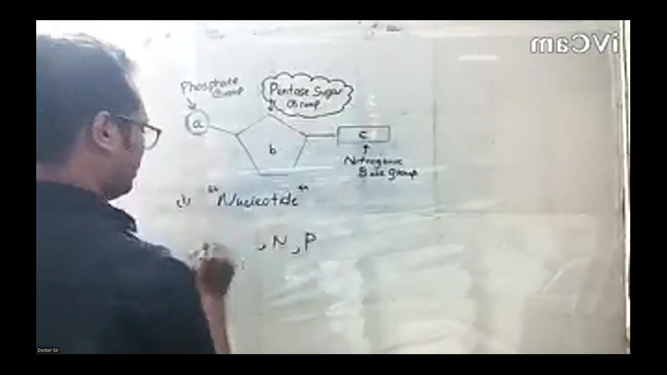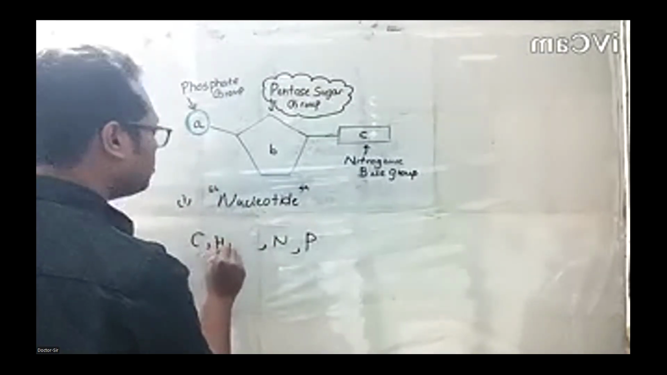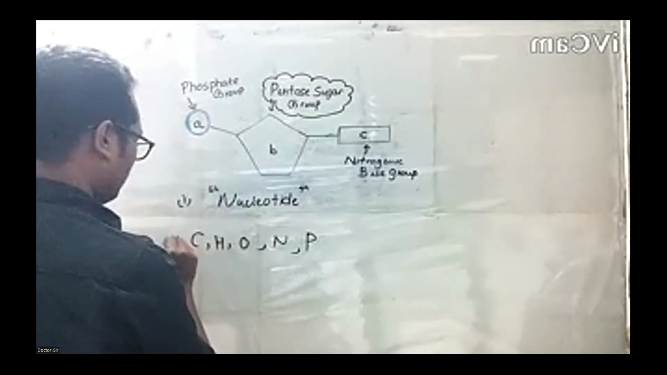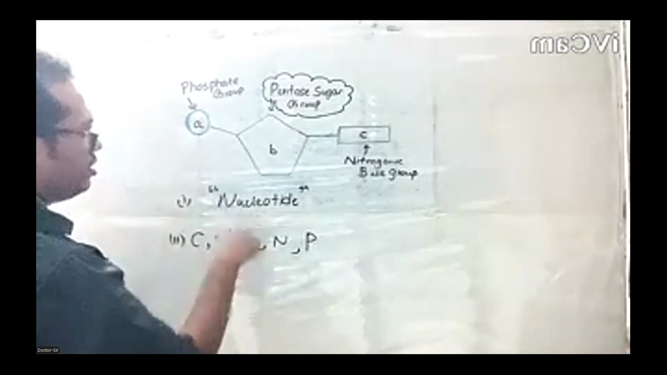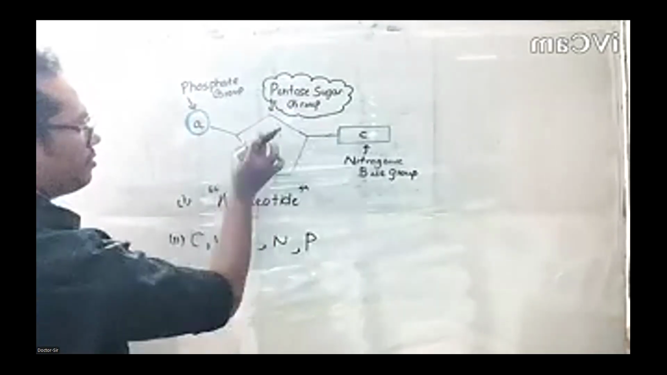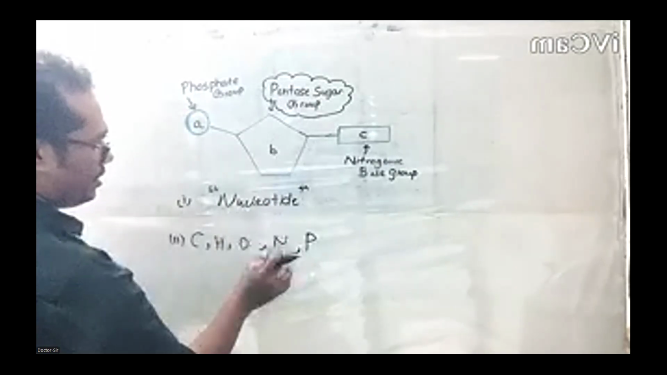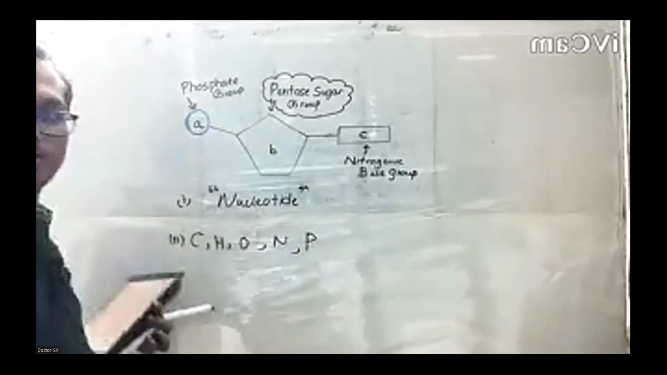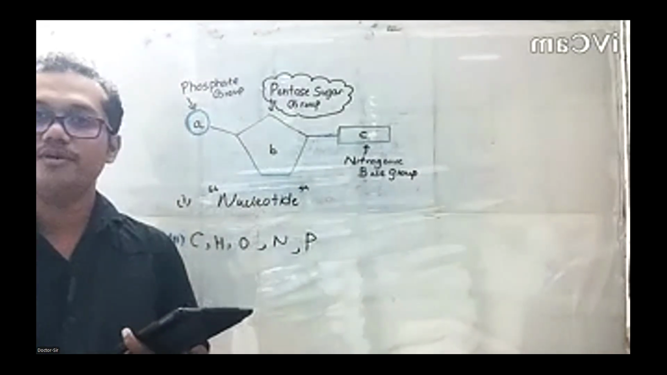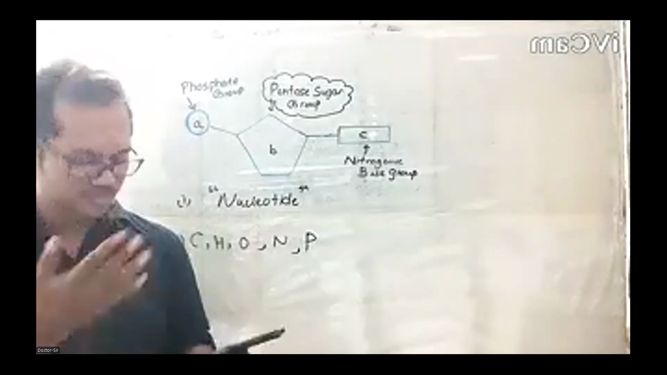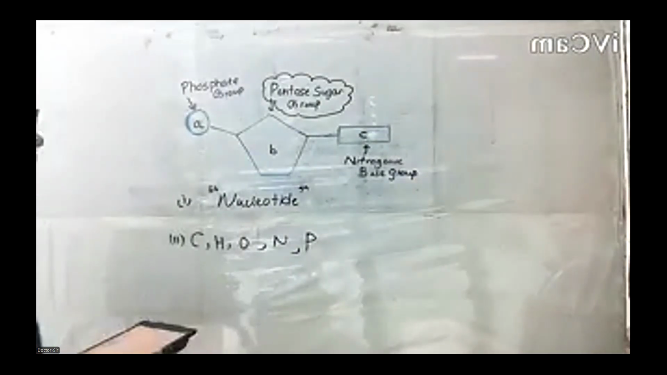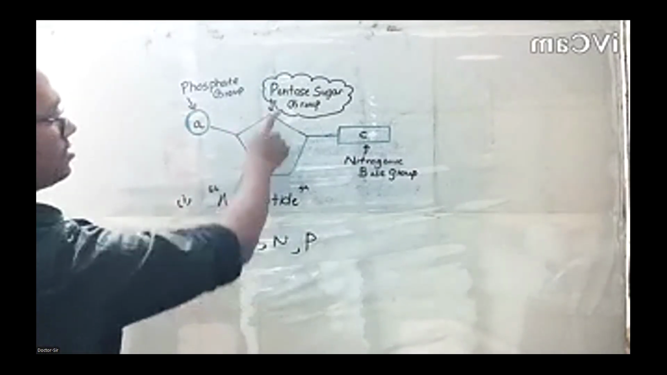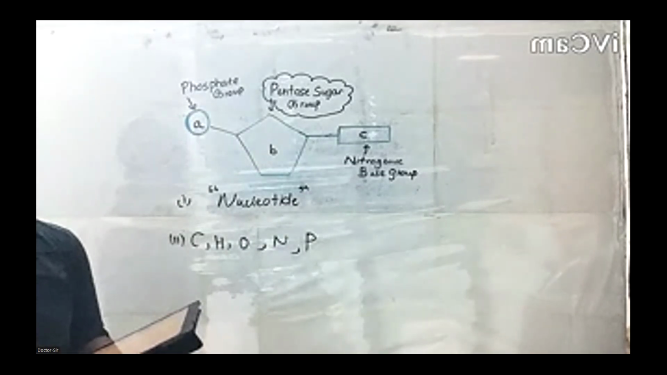So carbohydrate contains carbon, hydrogen, oxygen, right? That part will be coming from this pentose sugar group. Then nitrogen will be coming from the nitrogenous base group, and phosphorus from the phosphate group. Simple. Why are you panicking? Why are you stressed? Easy, right? Then find out A, B, C. We already found out: A is the phosphate group, B is the pentose sugar group, C is the nitrogen group. I think you almost finished, right?